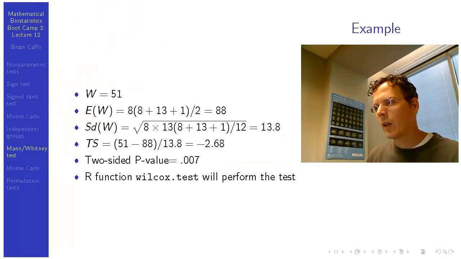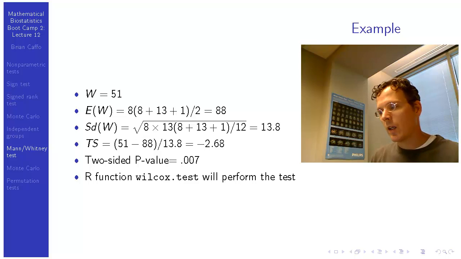Okay, so let's go through our example. In this case, our sum of the ranks was 51. If we did method B, our sum of the ranks was also 51. Here's our expected value and standard deviation of that statistic, 88 and 13. Our test statistic works out to be negative 2.68, with a p-value of 0.007 for two-sided.